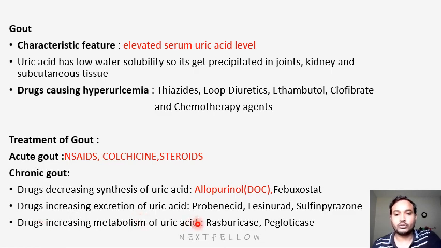What are the drugs in this group? Rasburicase and pegloticase. Rasburicase is a recombinant drug. Pegloticase is a newer molecule. So these are the drugs used in treatment, and we will see each one in the following slides.